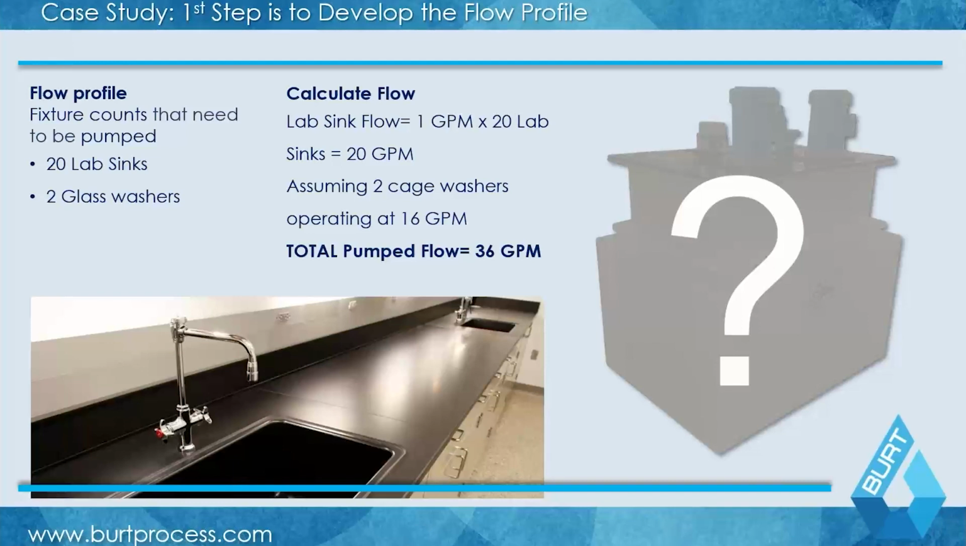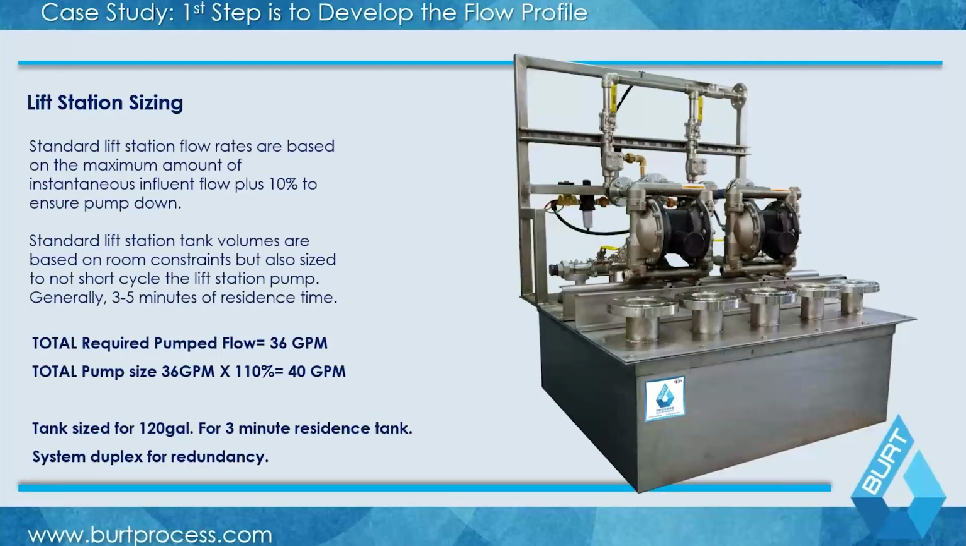So when talking about a lift station, 1 lab sink at 1 GPM times 20 is 20 GPM, plus two cage washers at 16 GPM. I have a total pump flow of 36 GPM. For a lift station, you do not apply diversity. You're going to pump it at its 100% flow rate because you have to at that point. When you're talking about a gravity feed into a pH system, you can apply that diversity. For a lift station, if you end up with a bit more of a spike, you don't have that CSTR and that gravity to account for it. You have to size it for the full load, plus a little bit.